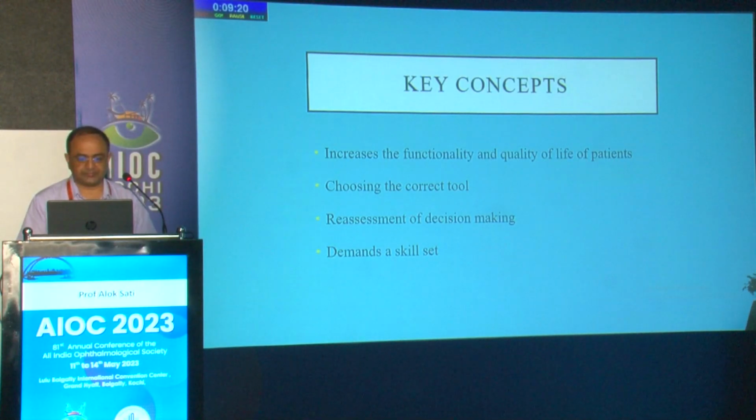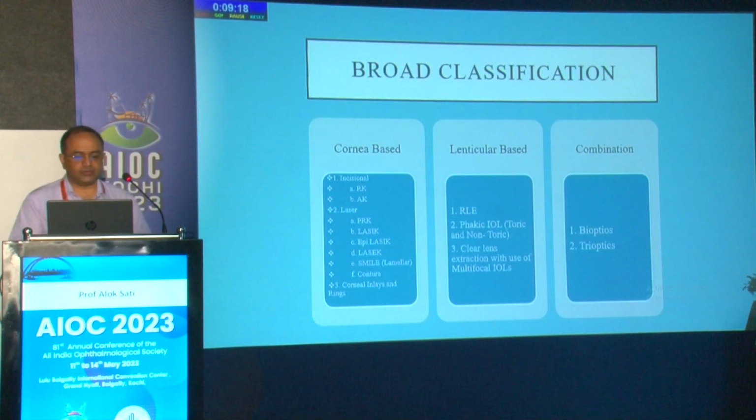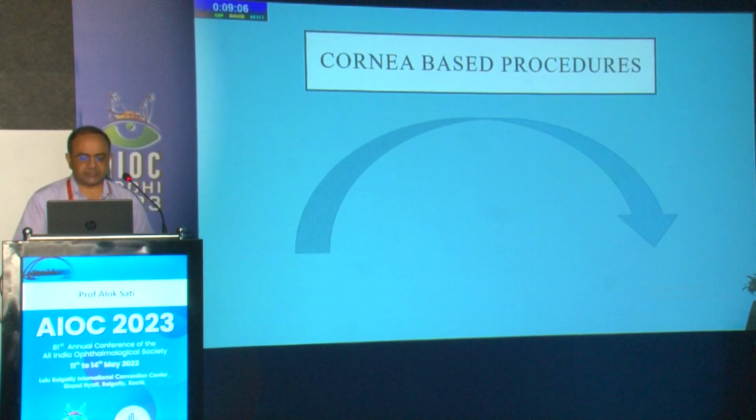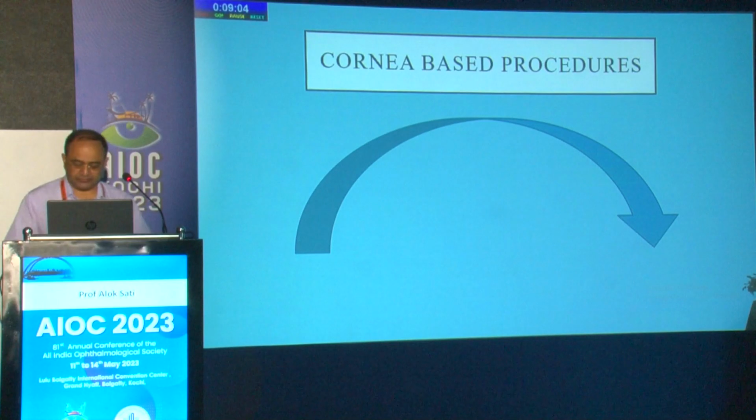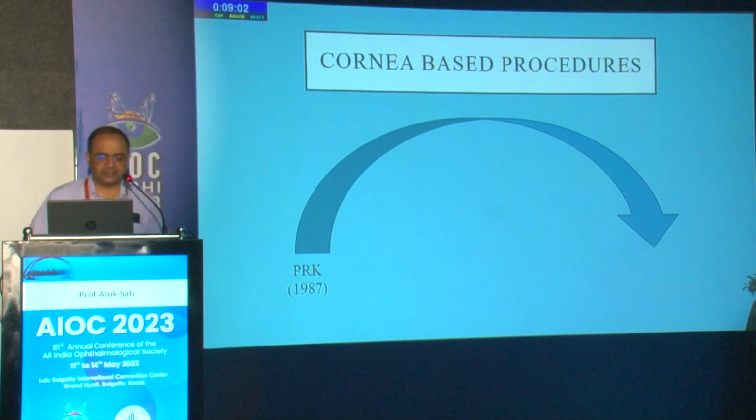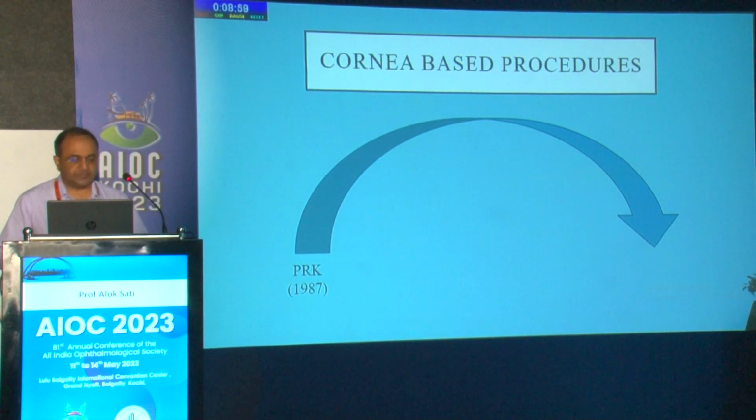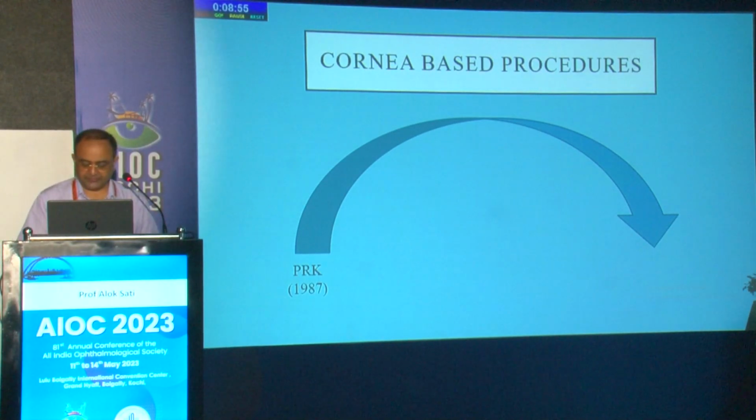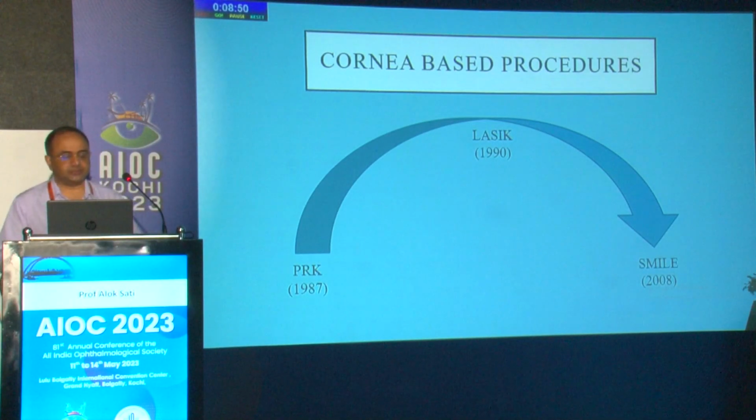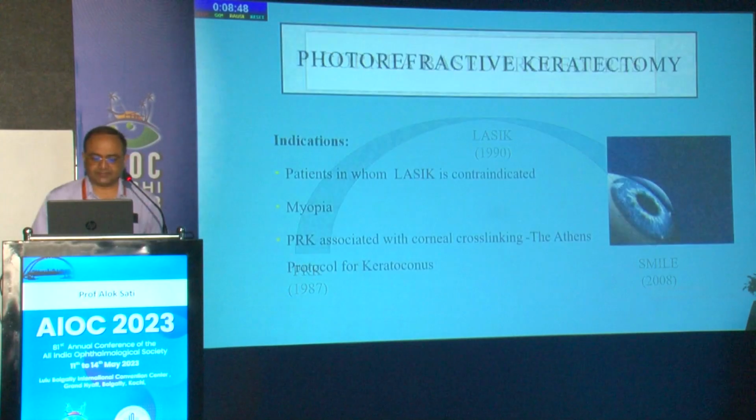That's important. So broadly, there are three kinds of procedures. One is cornea based, one is lenticular based, and one is the combination of these two. In cornea based procedures, there has been a paradigm shift since the 1980s. Initially it was PRK. I'm not going before that because I'm covering those procedures which we are still doing, then LASIK, and now SMILE and Contoura. This is in the pipeline.